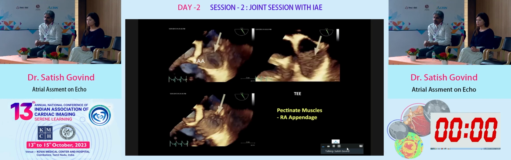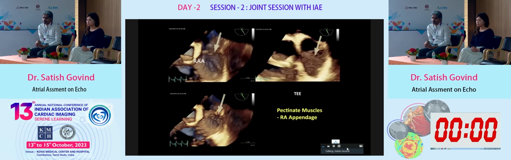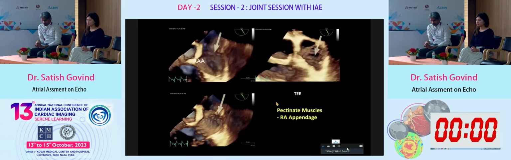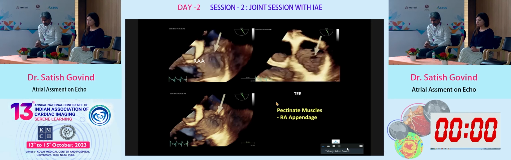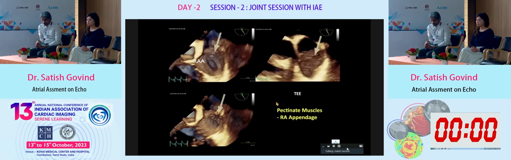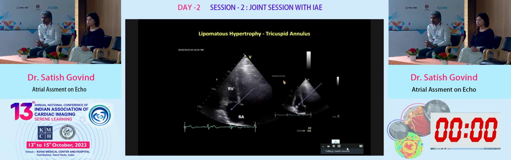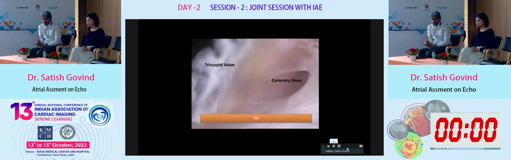And this again is looking at it from the 3D. So it gives you some images of how the pectinate muscles look going into the right atrial appendage over there. And then the other problem sometimes is this bright mass which is over there. This is the lipomatous hypertrophy of the tricuspid annulus, again mistaken for tumor, and then sent for MRI. So this again is how it looks on transthoracic echo, and this can be mistaken for masses over there.